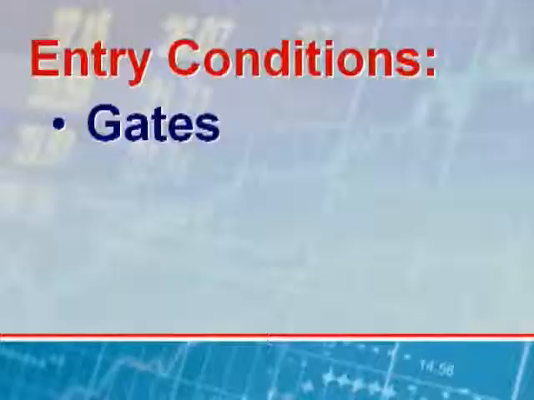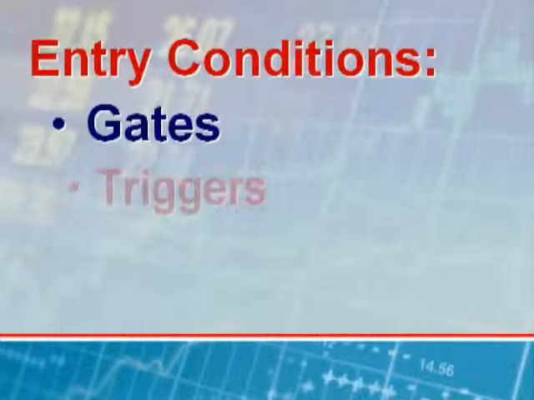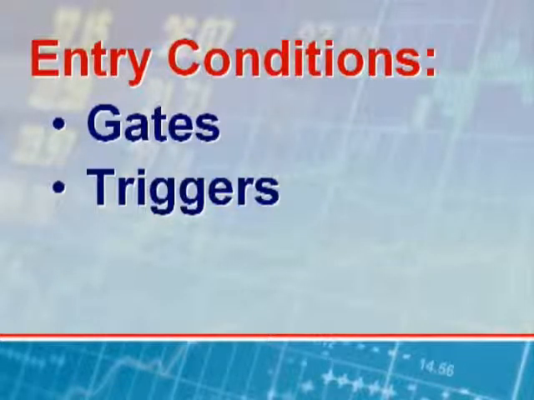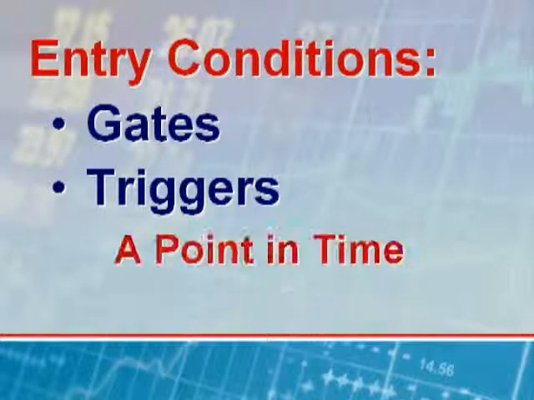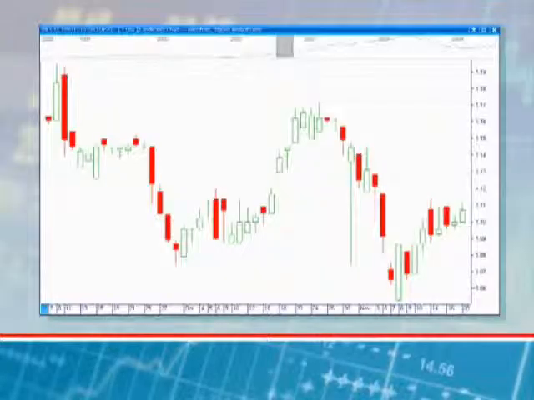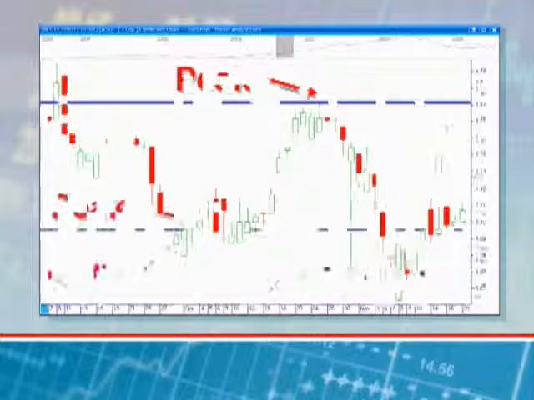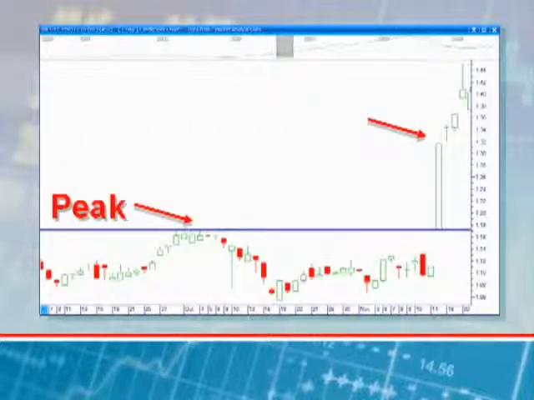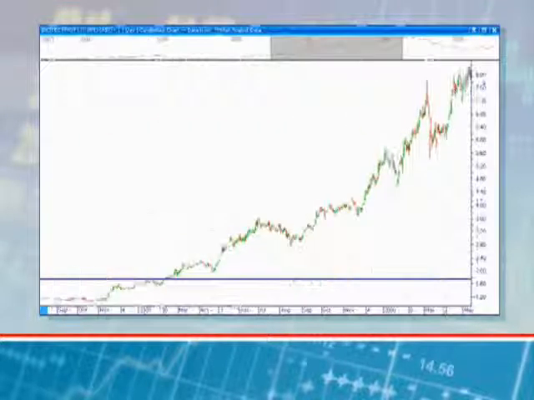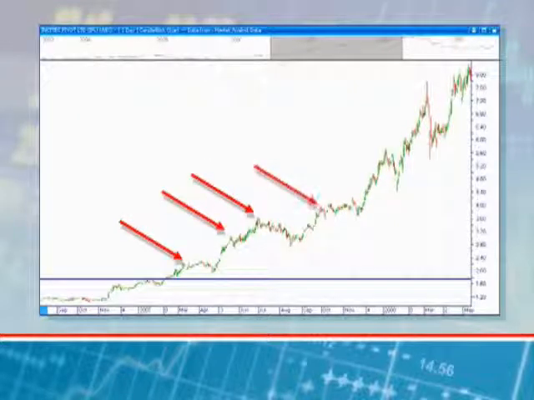The second part of your entry conditions will be what we call the trigger. Whereas a gate can be open almost indefinitely, the trigger is a point-in-time occurrence. Again, let me give you an example. As we've mentioned before, price does not move in a straight line. It goes up and it goes down. Each time we get that downward move, as the stock takes a breather, a peak is formed. When the stock is trending, it will regain momentum and move past the peak up into new territory.